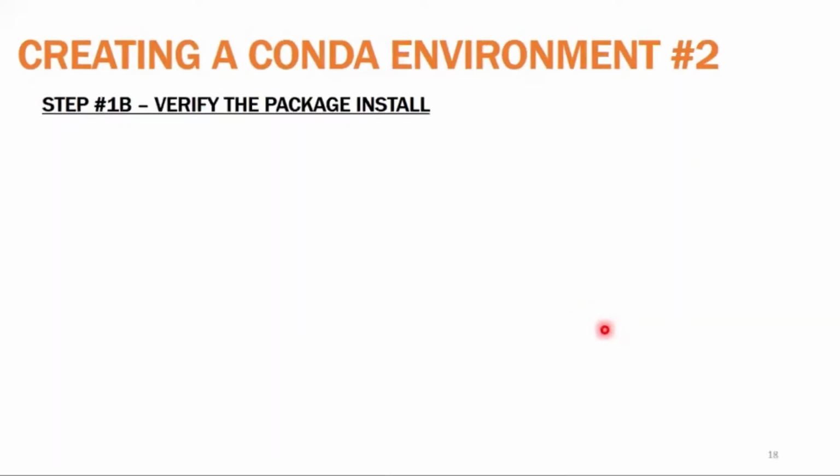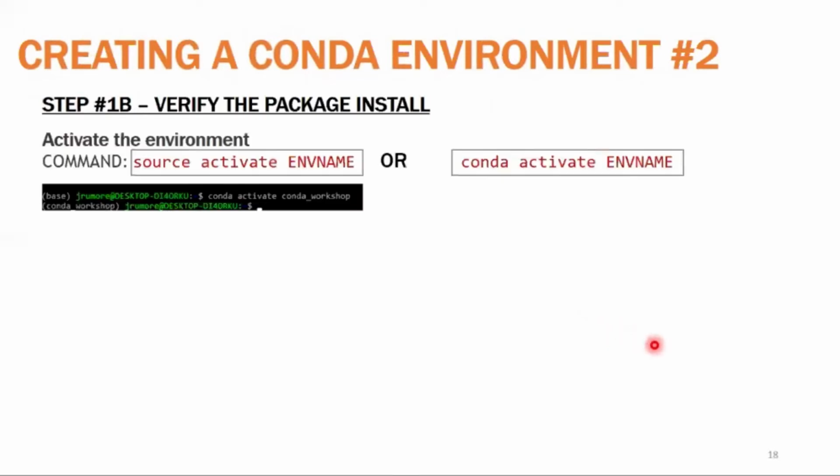To verify the environment has been created and the package successfully installed, we would first activate the environment. Again, this can be achieved either using source activate followed by the environment name, or conda activate followed by the environment name. And again, this will depend on how Conda was set up during the installation. In the example shown in the slide, I'm activating the Conda Workshop environment using conda activate. And you can see that the environment is now active because the name appears beside my username in the terminal.